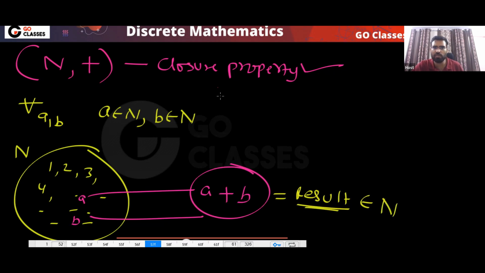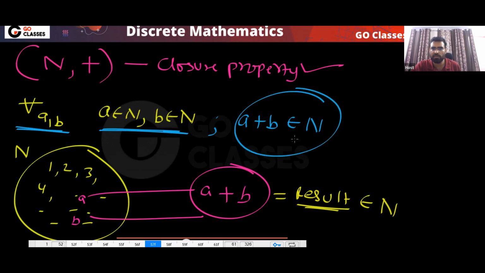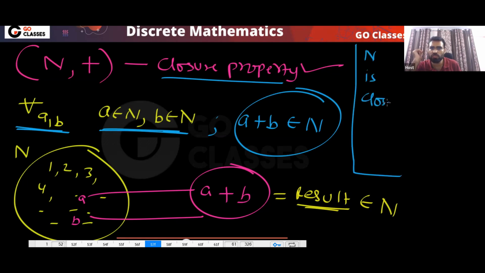Natural number plus natural number, the result is also a natural number. So whatever two natural numbers you take, that is your choice, I can say a plus b is also a natural number. So the closure property is satisfied. I can say that this set of natural numbers is closed under the addition operation.